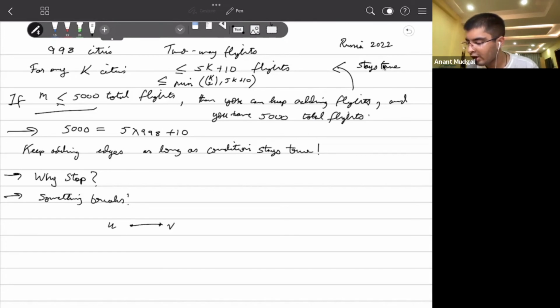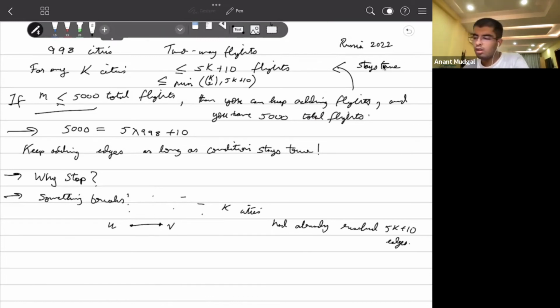So if I add an edge UV, let's say, then there must be some collection of K cities or vertices, whatever, which contains U and V, which had already reached 5K plus 10 edges. So if you have some collection which has already reached 5K plus 10 edges, that is a bit more delicate. You can't just mess with those collections. Every other collection you can always add to, but if you add an edge, some collection goes wrong somewhere. So there's a bunch of objects. It's not very clear.